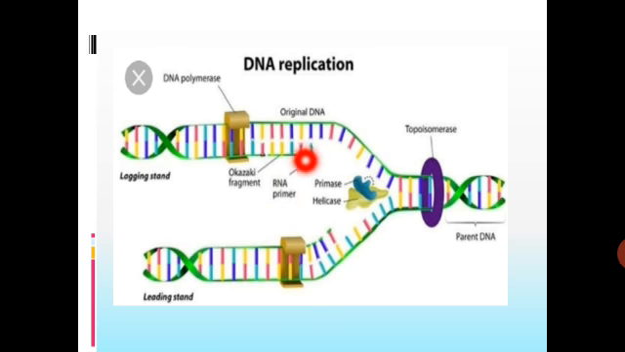Whereas on the other strand you can see that it is in fragments. The nucleotides are added in the form of fragments, called Okazaki fragments, and later these fragments are joined by DNA ligase. Ligase enzymes are involved here for joining the Okazaki fragments. So this is about DNA replication. Again, a very important question. For 5 marks it will be asked. So please remember this DNA replication along with the diagram and remember the steps of DNA replication.